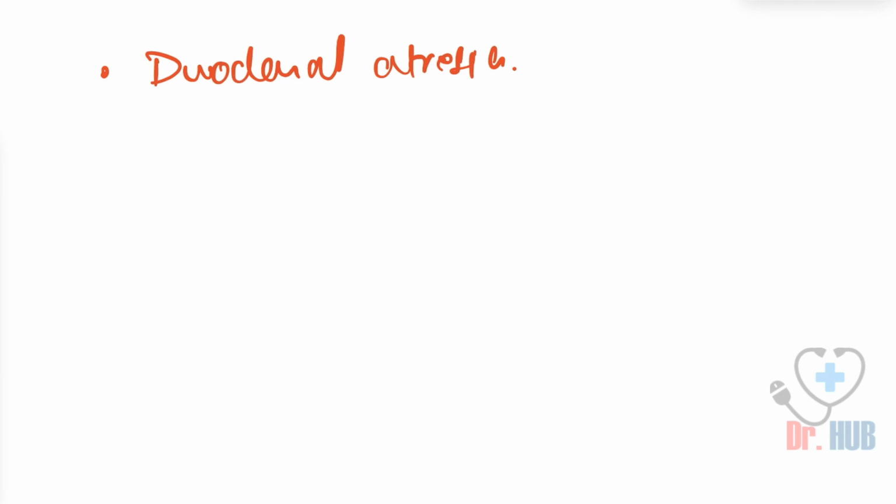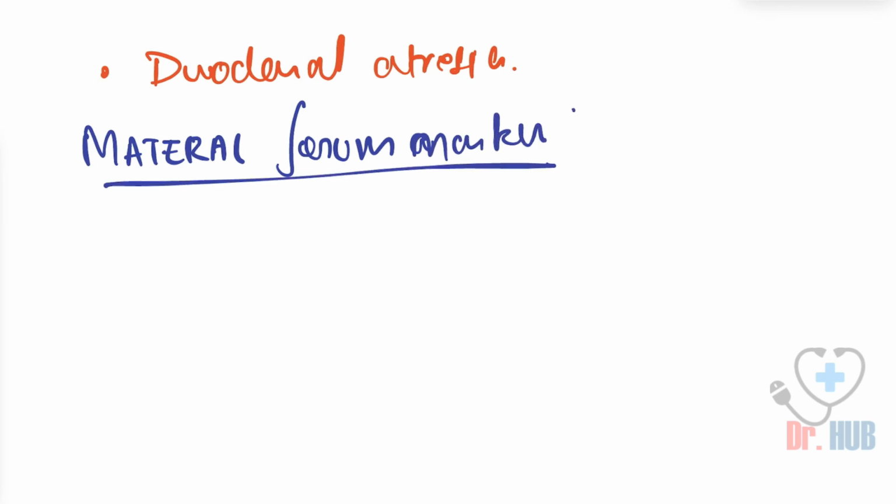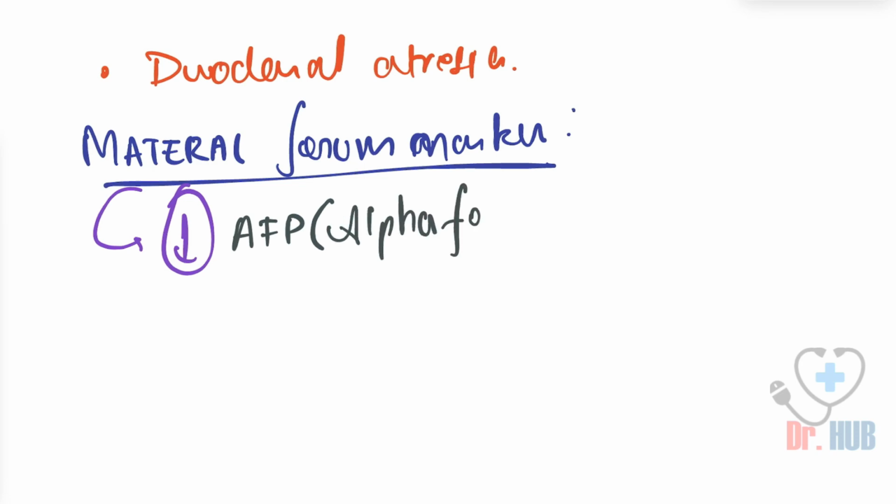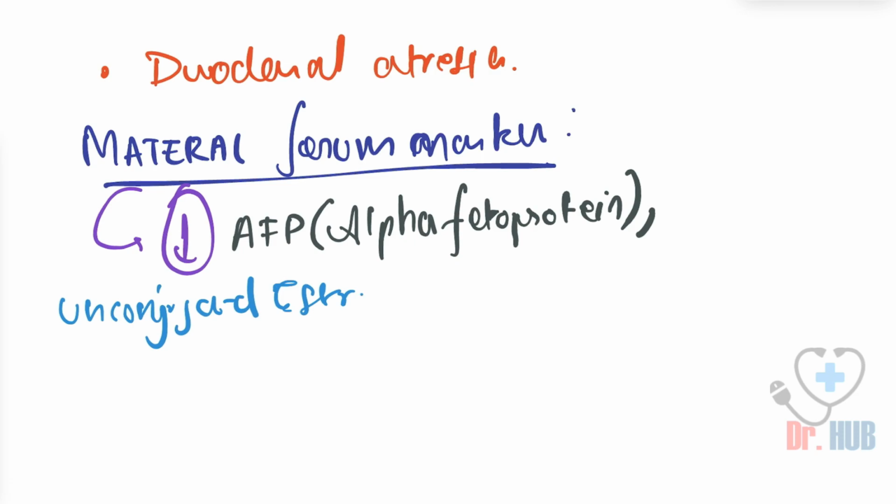Next we'll move on to the maternal serum markers. Under the maternal serum markers, we'll look at two broad categories. Decreased maternal serum markers include the AFP, alpha fetoprotein, then unconjugated estriol, and then the PAPPA.